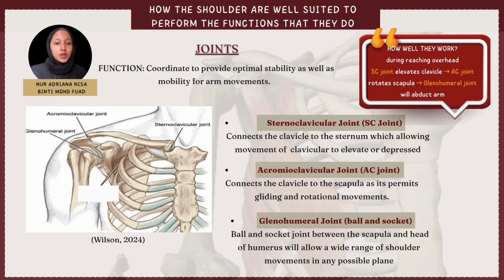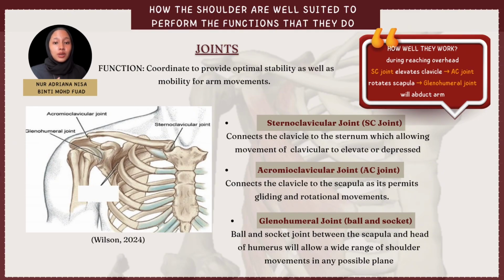Lastly, the most important one is the glenohumeral joint. The glenohumeral joint is a true ball and socket joint between the scapula and the head of the humerus, and it works to provide the shoulder with its wide range of motion across multiple planes. Then, basically, as you can see on the right side of this slide, it shows an example of how well it works during reaching overhead.